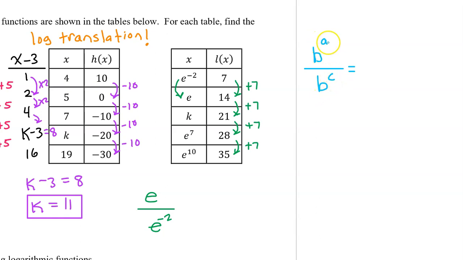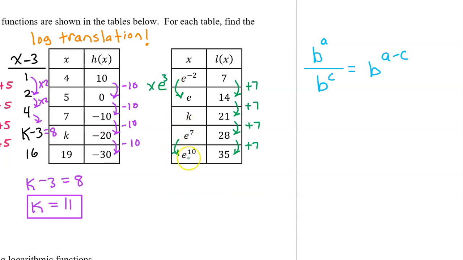For example, b to the a power divided by b to the c power is b to the a minus c power. So e to the 1 power divided by e to the negative 2 power is equal to e to the 1 minus negative 2 power, which is e to the 1 plus 2 power, or e to the 3rd power. So that's the first ratio, e to the 3rd power.